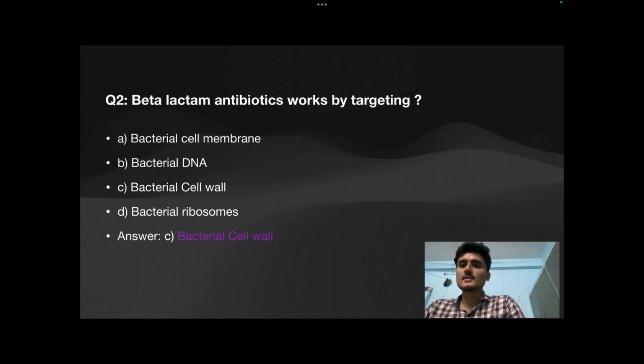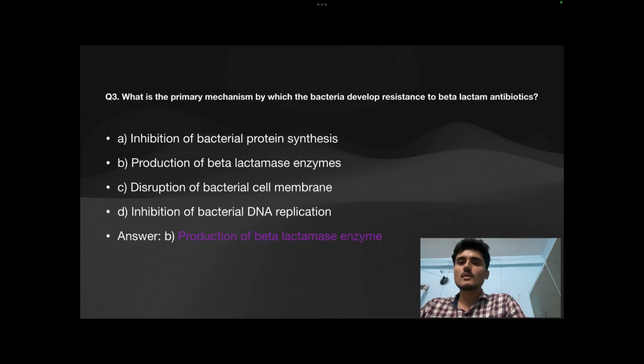Second, beta-lactam antibiotics work by targeting: option A bacterial cell membrane, option B bacterial DNA, option C bacterial cell wall, option D bacterial ribosomes. Answer is bacterial cell wall.